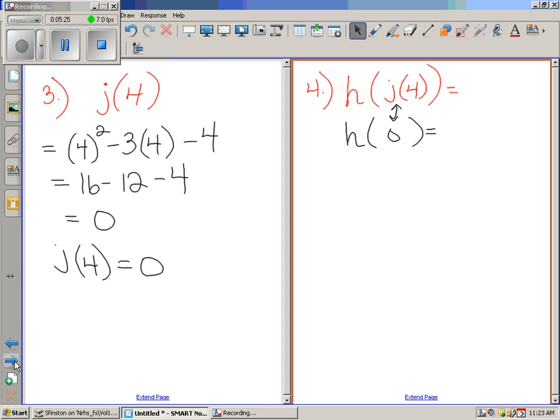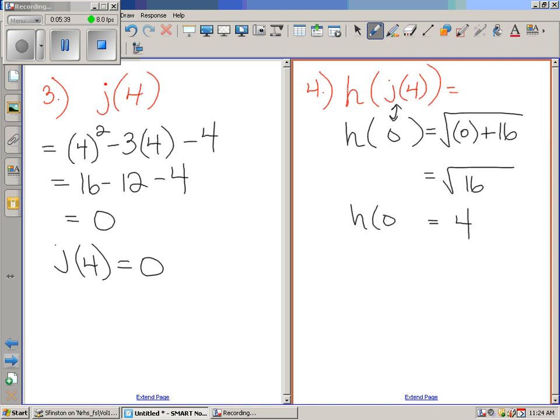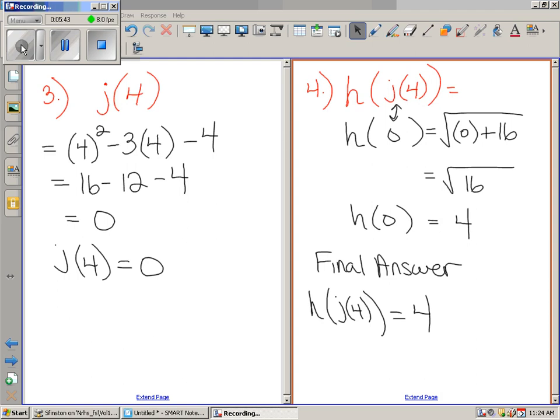Exactly. And so what is it? It's the square root of 0 plus 16, which is the square root of 16, which is 4. So in other words, h at 0 equals 4. And that is our final answer. That's all we do. Piece of cake.